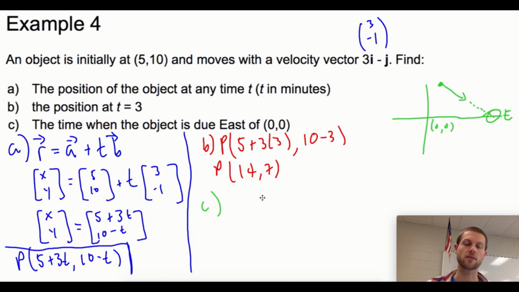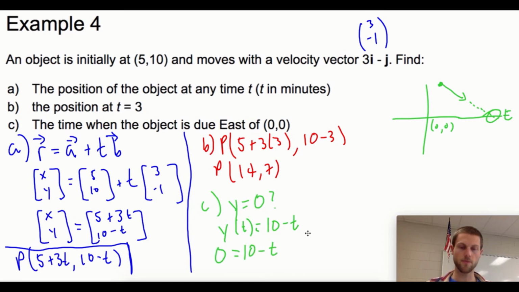So really another way of asking this question is, when is y equal to 0? Because due east would be when my y equals 0. So in order to find that, I just have to look at my y values. We found the parametric equation y of t is equal to 10 minus t. So I want to know when this equals 0. 0 equals 10 minus t. Do a little bit of algebra, and I find that t equals 10 minutes. That's how long it'll take for me to be due east of this point right here.